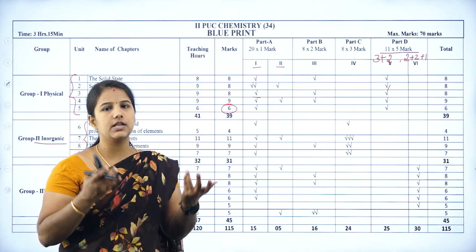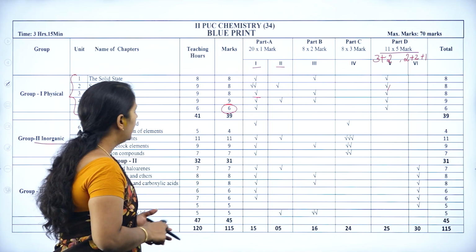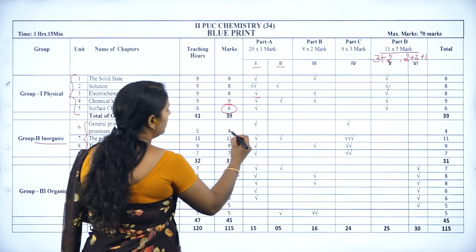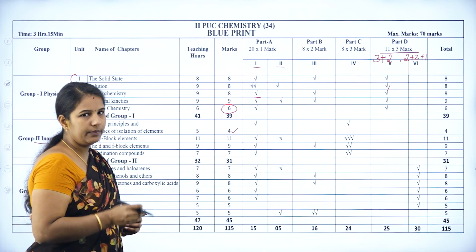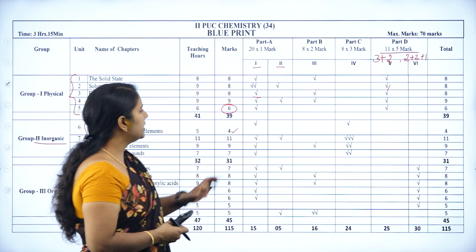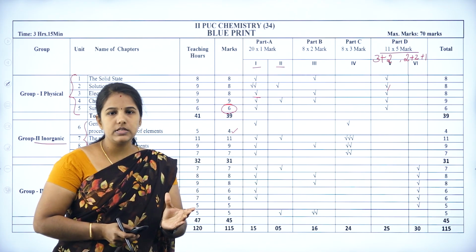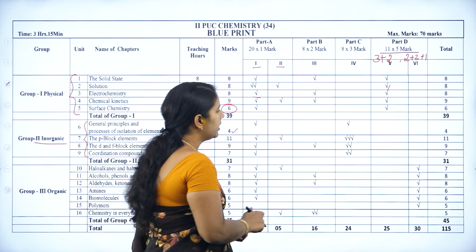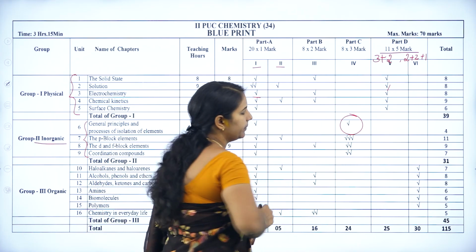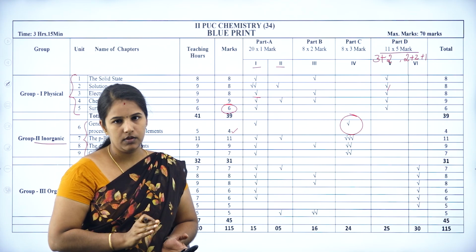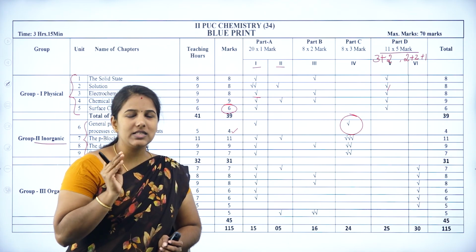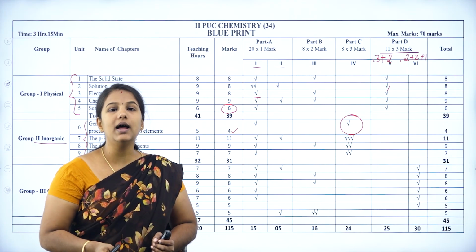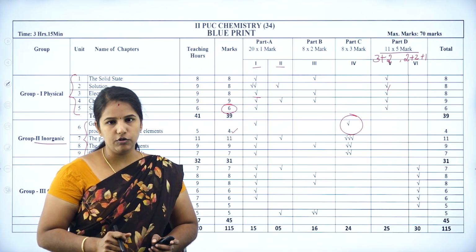You know that this is the metallurgy unit, where we can expect only 4 marks because it's the smallest unit. You can see that in inorganic chemistry, there will be no direct 5 mark question. There will only be 3 mark questions in Part C. Hope you know that Part C is mainly meant for inorganic chemistry only.